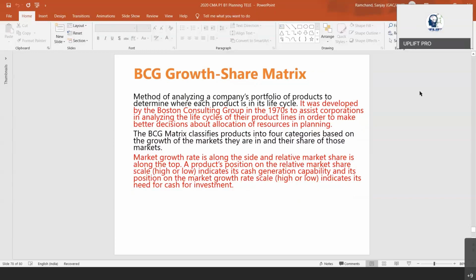Then you move to a cow, where both the market is also growing, as well as the cash generated by your product is also growing. So there is a lot of cash generation and a lot of cash expenditure to capture the market. So that is a cow status. Cow in the life cycle of the product. So here, you can see it.